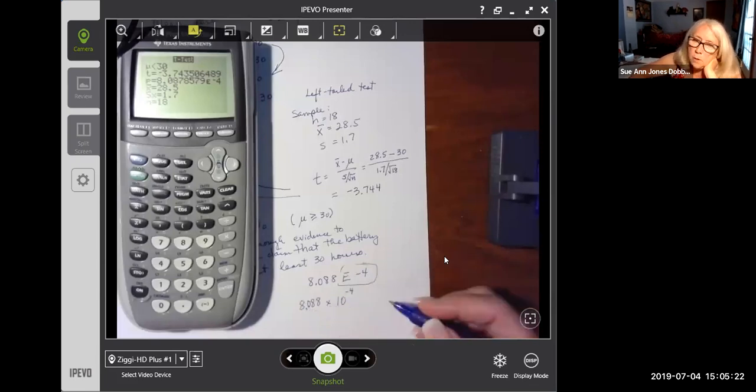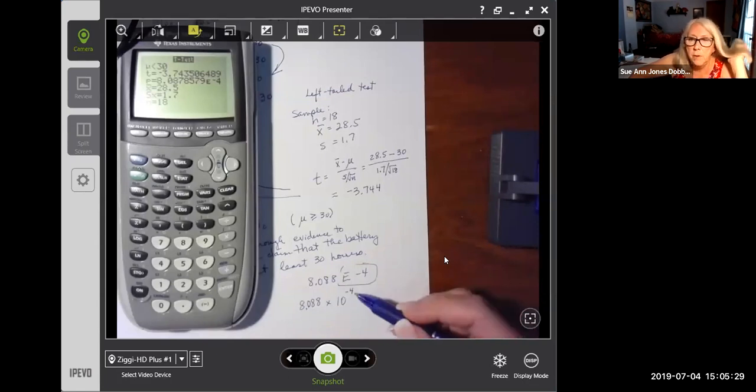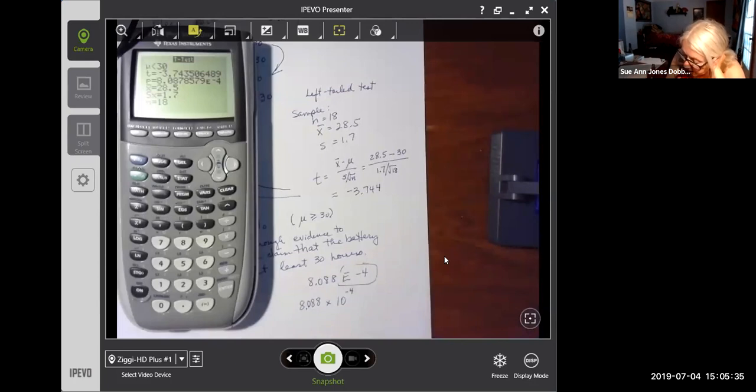Now, in statistics, almost all of these are actually negative, okay? So the value that this is raised to as a negative number means you have to go backwards 4 decimal places to the left.